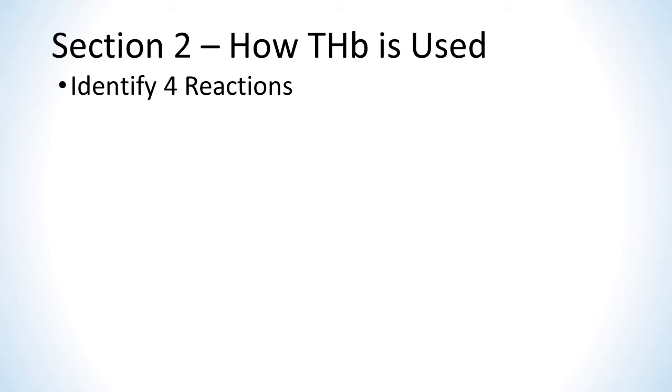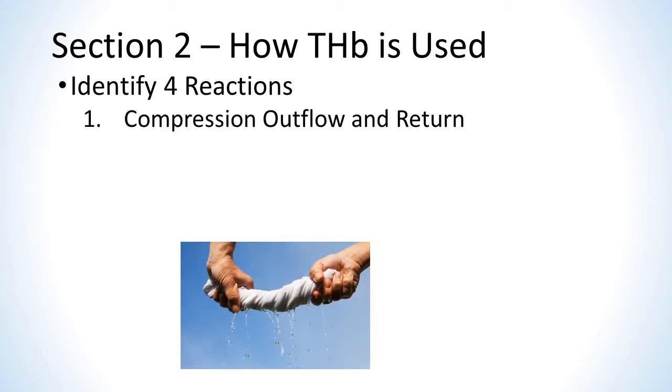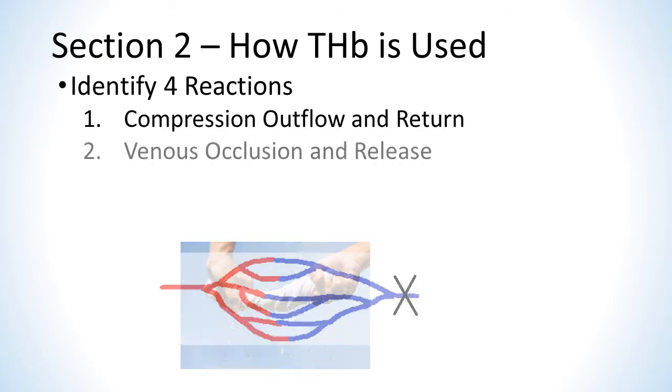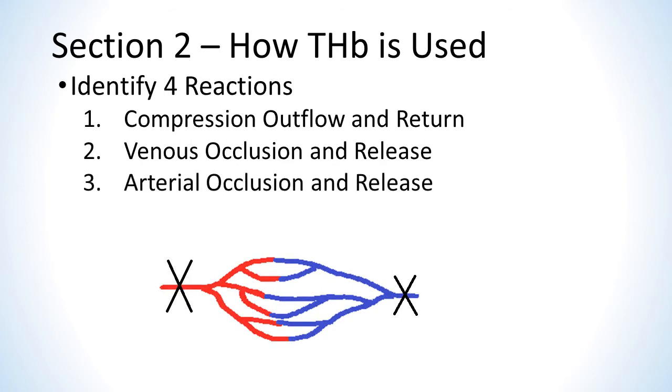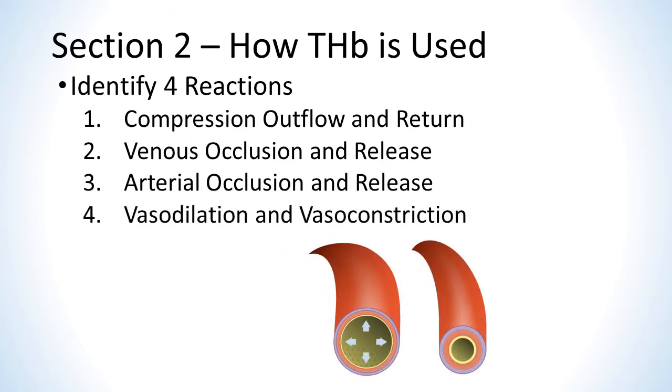Let's move on and look at the four types of blood volume reactions that can be identified using THB. Compression outflow and return, venous occlusion and recovery, arterial occlusion and recovery, and vasodilation or vasoconstriction, which is also known as vascular tone.